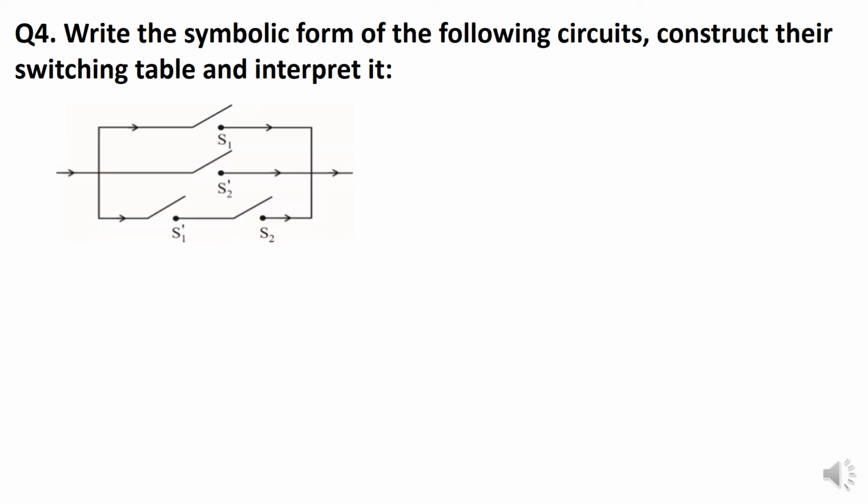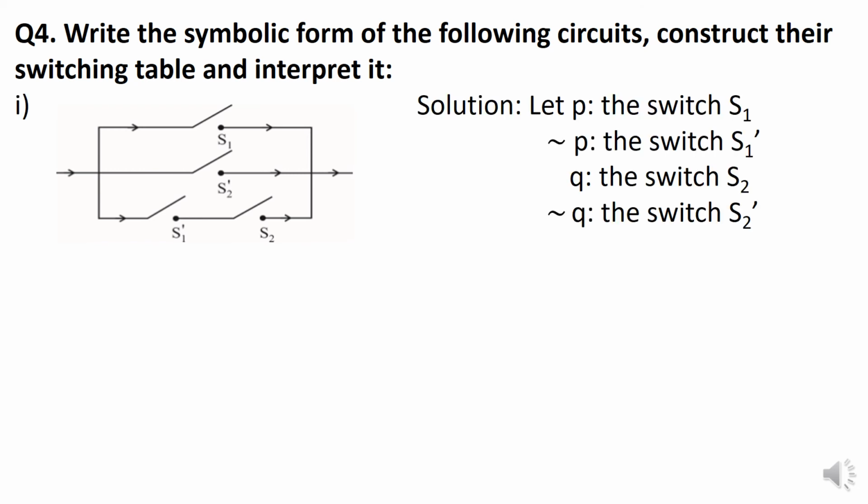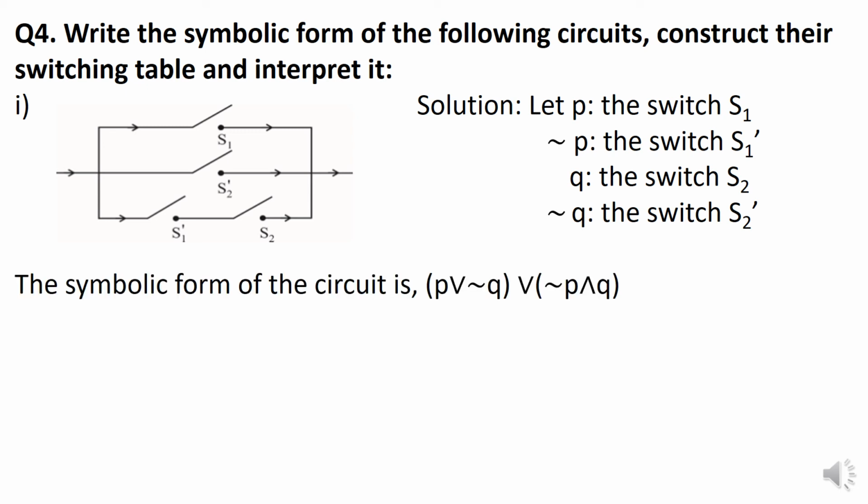So, in the first question, we see that S1 and S2 dash are in parallel. Both of them together are also parallel to S1 dash and S2. And S1 dash and S2 are in series. Thus, we denote the particular switches as P, not P, Q, etc. And then we get the symbolic form, which is P or not Q, or not P and Q.